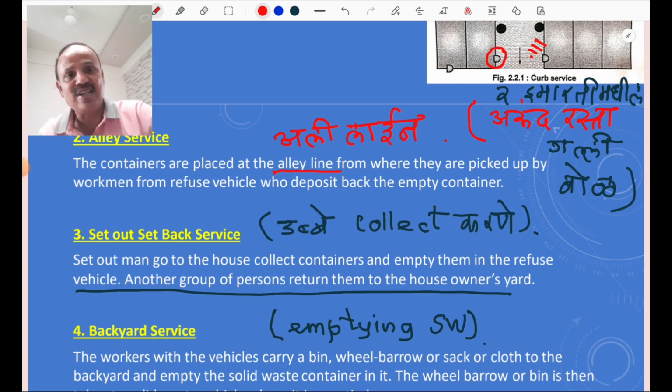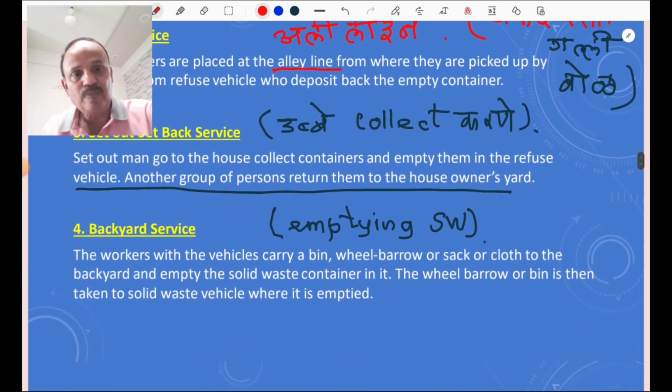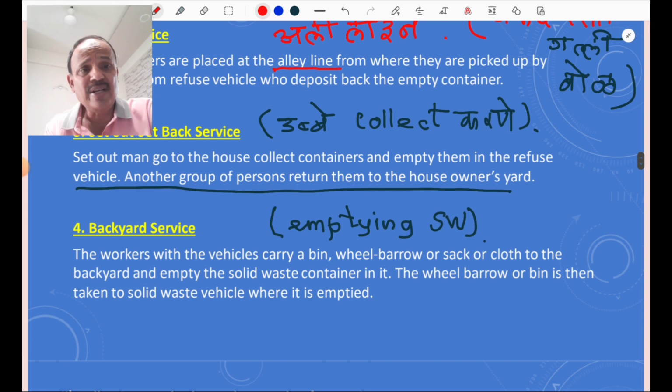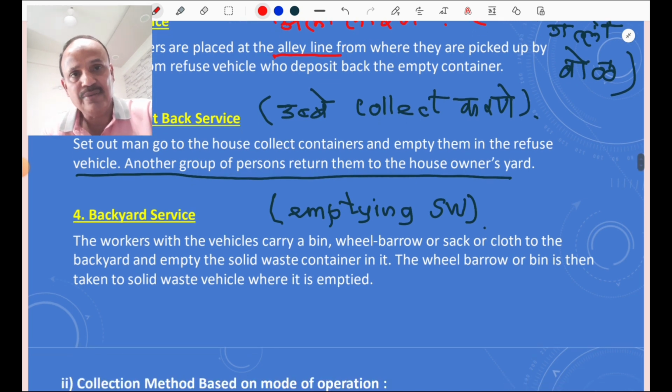That is nothing but the set out setback service. Then backyard service. The worker with the vehicle carries a bin, wheelbarrow or sack or a cloth to the backyard and empties the solid waste container in it. The wheelbarrow or bin is then taken to the solid waste vehicle where it is emptied. That is the backyard service, means the service at the solid waste station.